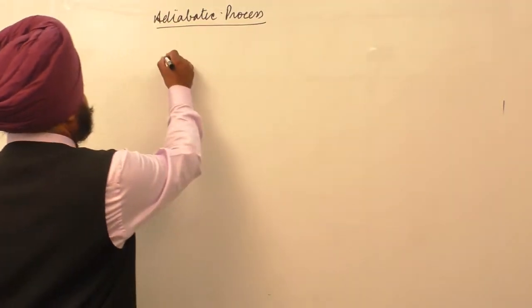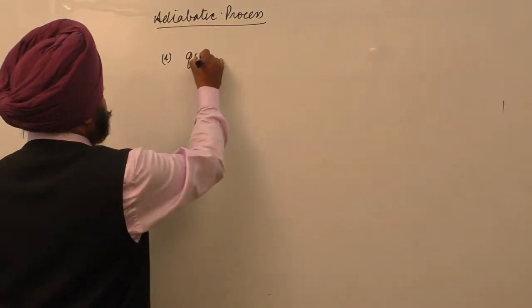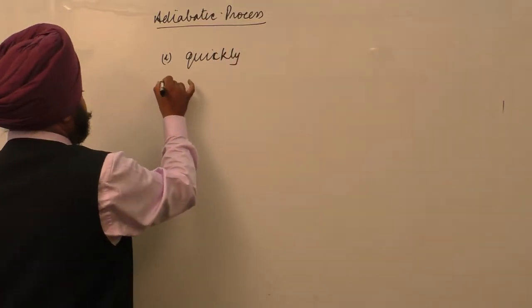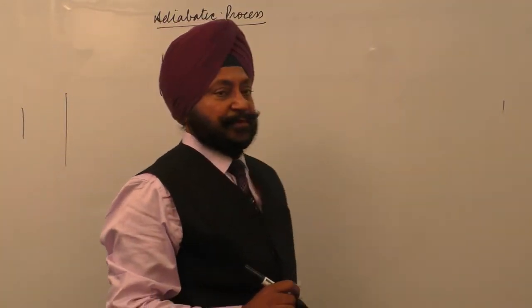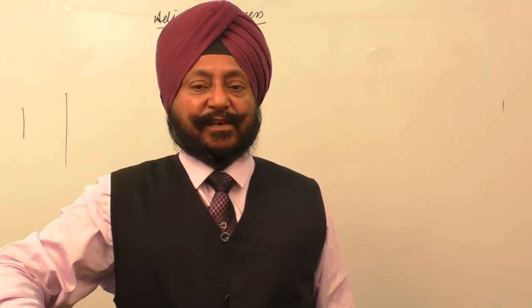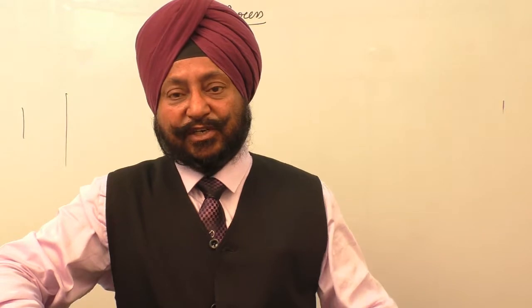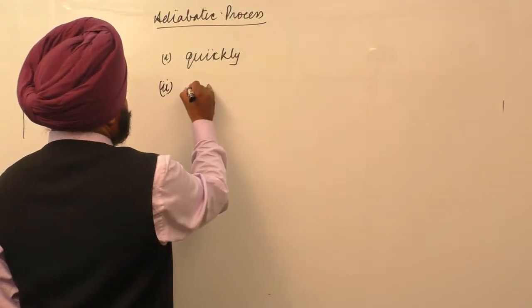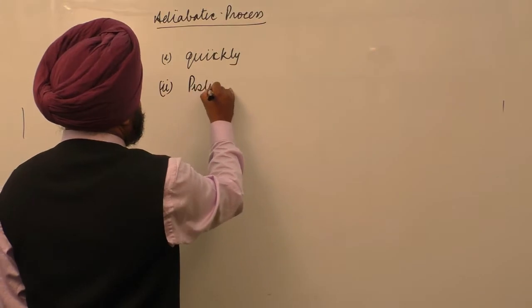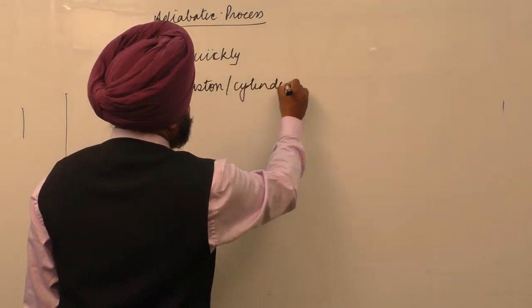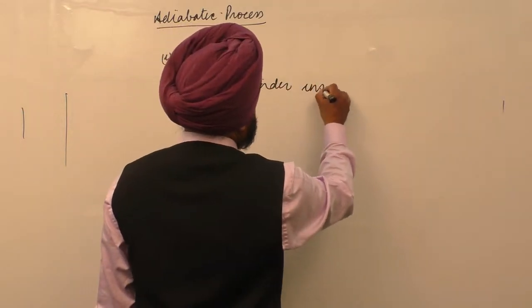Now, what are the conditions which must be satisfied? Number one condition is that the process should take place very, very quickly. If the process takes place very quickly, there is hardly any time for the system and the surroundings to exchange heat. And as a result, the total amount of heat remains the same. And then you talk about the piston cylinder arrangement. The piston and cylinder arrangement should have perfectly insulating walls.